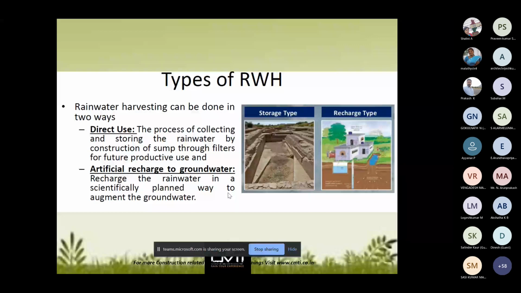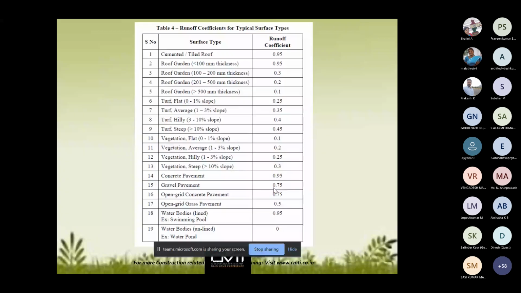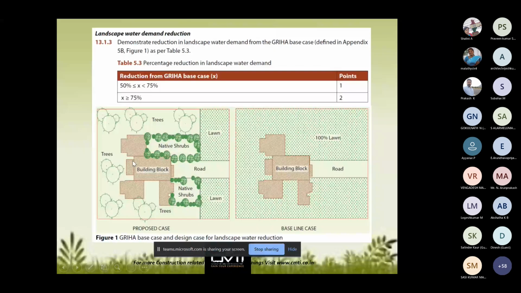For irrigation systems, we can even use moisture sensors. Based on the moisture sensor, the irrigation system can work automatically, so unnecessary additional watering is not required. Water is used judiciously.